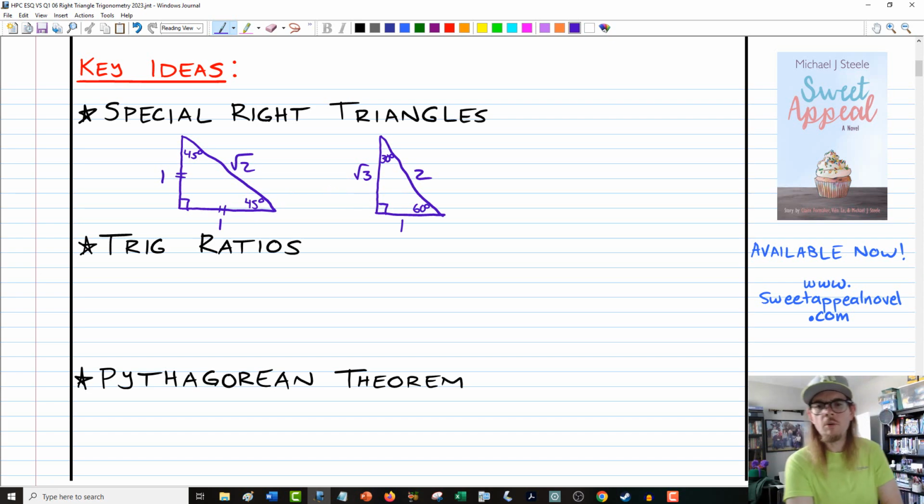I think 2 of the 4 problems that are given on this ESQ model feature these special right triangles, like 1 apiece. So I'll show you how to actually use that proportionality in the video for those respective questions.